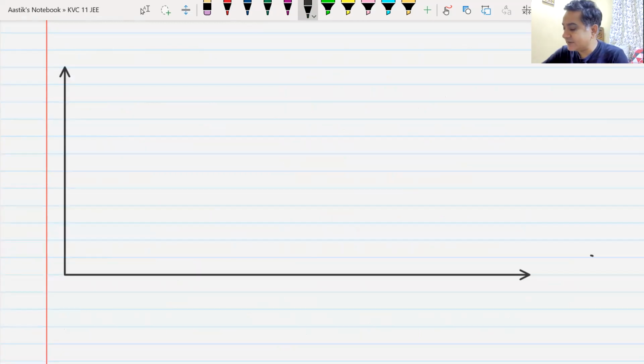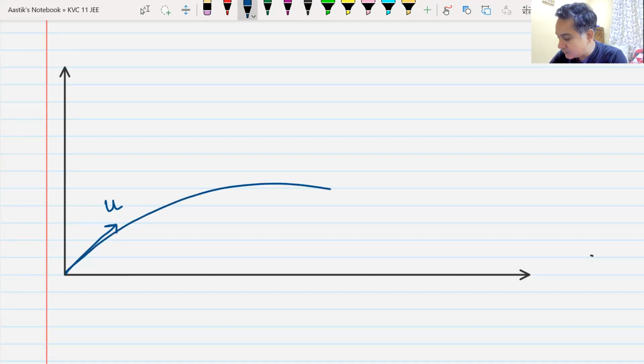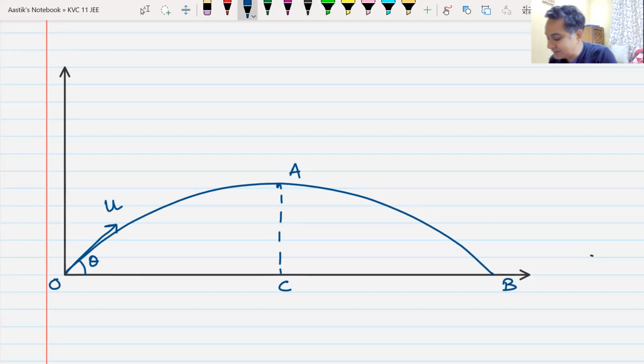So this is my y-axis, this is my x-axis. I throw the ball like this. U is the velocity of projection and it goes like this. And theta is the angle of projection. It reaches a maximum point A. This is O, this is B, and let us say this is C. Now you take any random point. Let us say this is the point. Let me call this point D.